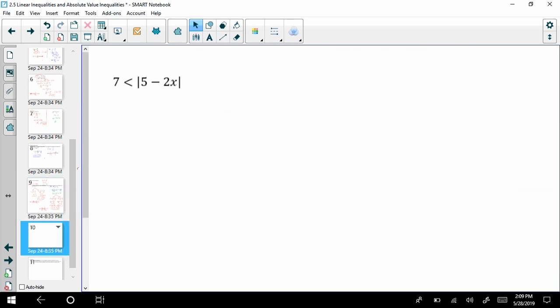Make sure to take good notes on this one. This one, people have a hard time with this type. It's small but deadly. So notice, good news, the absolute value bars are alone. So what I'm going to do first is write my two equations. So I'm going to have 7 is less than 5 minus 2x. And I'm going to have a negative 7 is greater than 5 minus 2x. And now let's solve each.